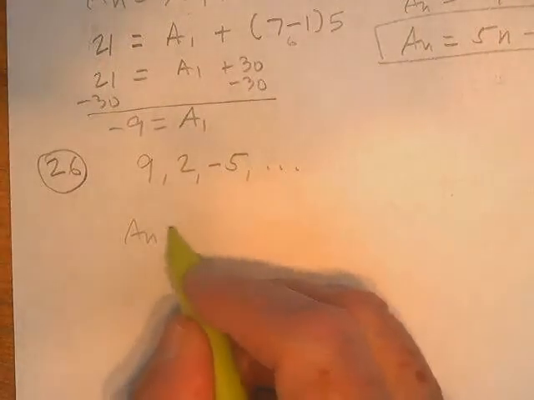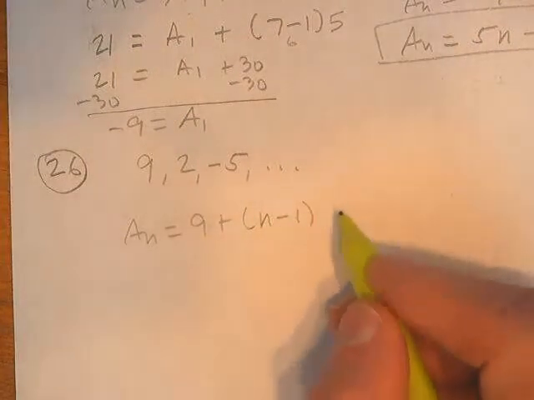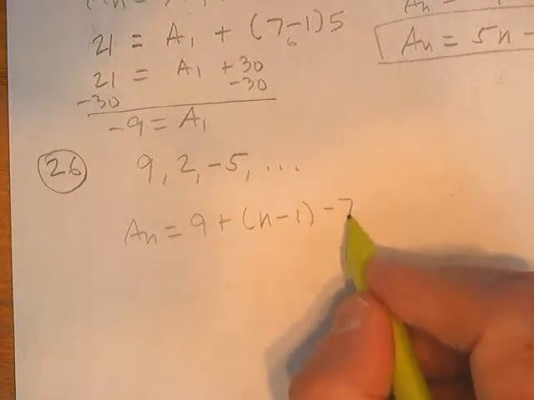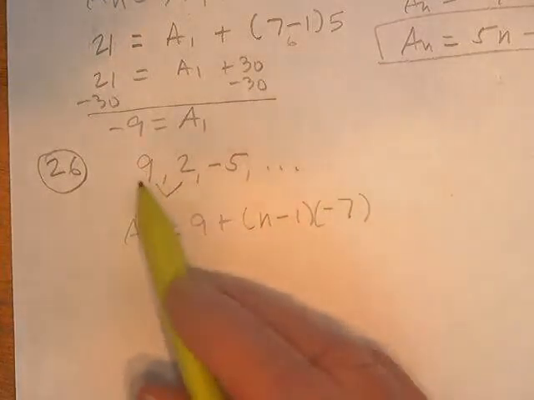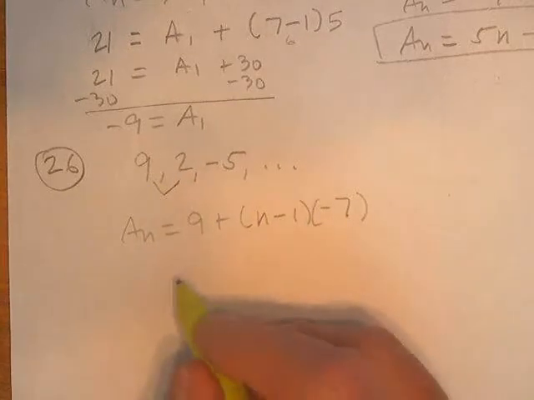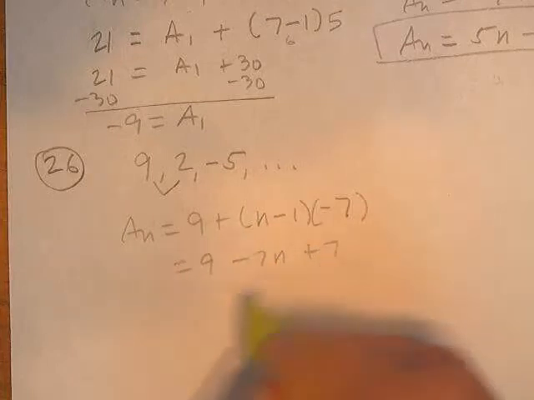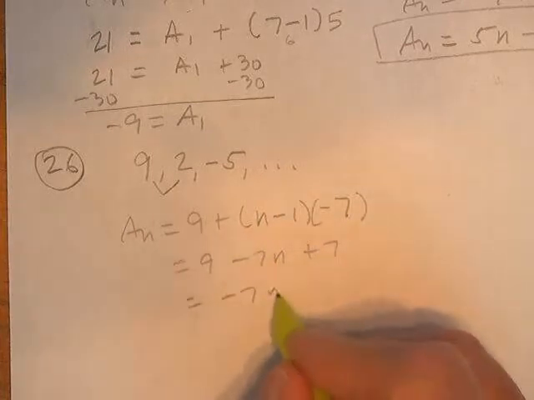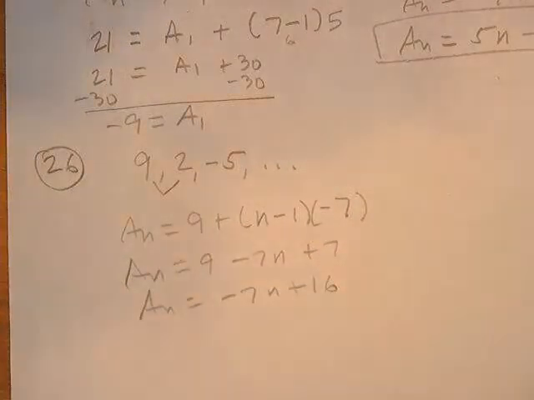The first term would appear to be 9, n minus 1. The common difference is -7. Look, this is going down. Don't do +7. If it goes down, do -7. Let's see, 9 minus 7n plus 7, that's -7n plus 16. We're good on that one.